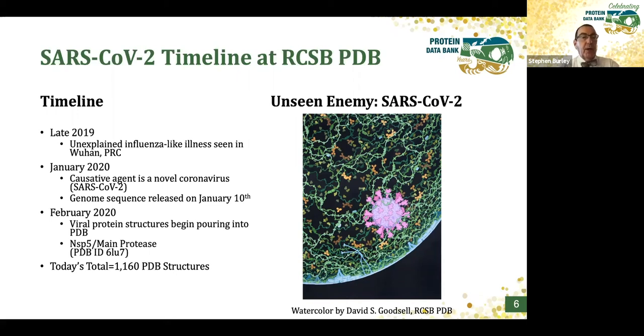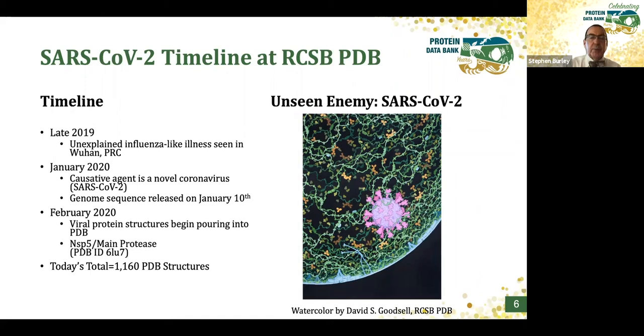So you know the timeline. In late 2019, an unexplained influenza-like illness was observed in Wuhan in the People's Republic of China. And in January, the causative agent of this new viral infection was identified as SARS-CoV-2, a novel coronavirus, very closely related to SARS-CoV-1, which struck about 18 years ago.